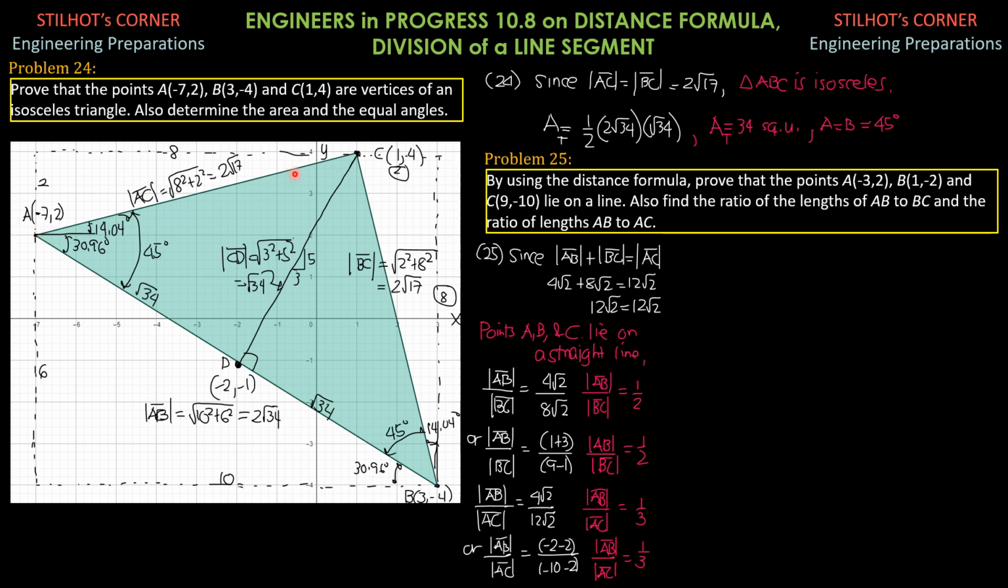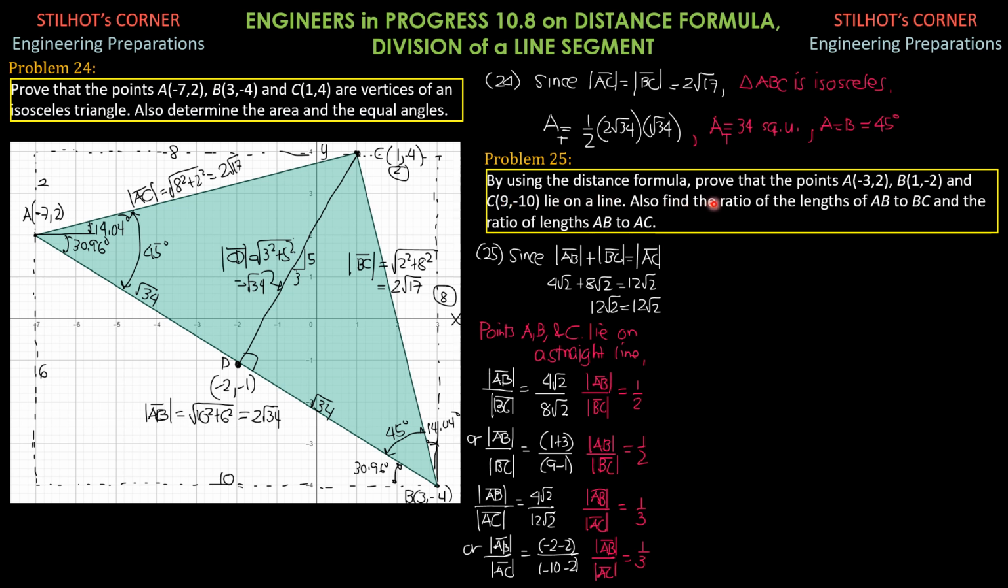So we also conclude that this isosceles triangle is also an isosceles right triangle. So the area is 1/2 of 2 square root of 17 times 2 square root of 17, and that is also 34 square units. We proceed to problem 25.